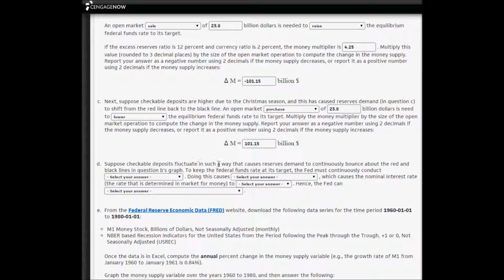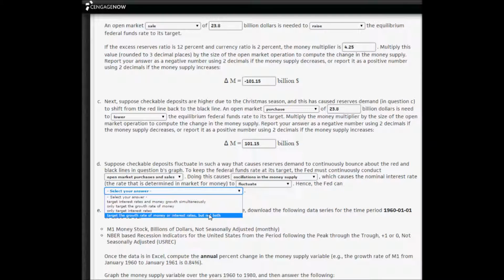Suppose checkable deposits fluctuate in a way that causes reserve demand to continue its balance about the red and black lines in question B's graph. To keep the federal funds rate at its target, the Fed must continuously conduct open market purchases and sales. Doing this causes oscillations in the money supply, which causes the nominal interest rate to fluctuate. Hence, the Fed can target the growth rate of money or interest rates, but not both.